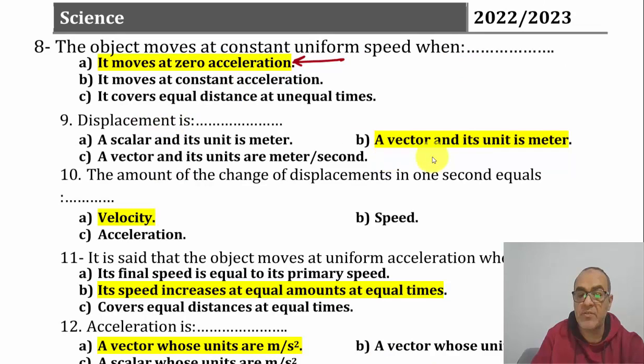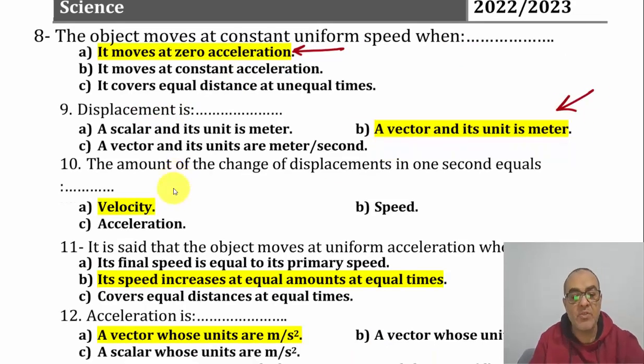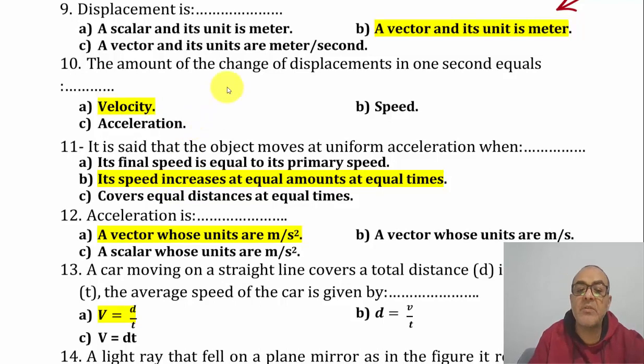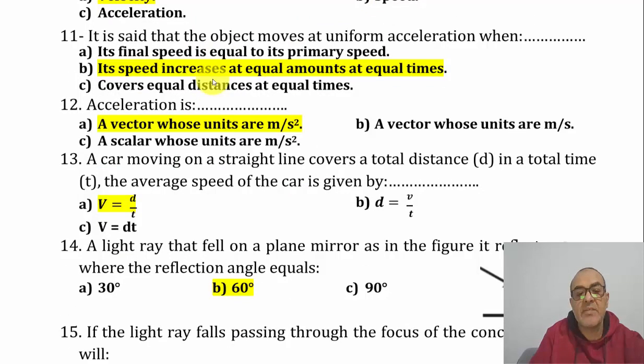Displacement is a vector quantity. Unit is meter. Question number 10: the amount of change in displacement is velocity. We see displacement here, as we said before, so it is velocity. If an object moves with uniform acceleration, its speed increases in equal amounts in equal intervals of time. Acceleration is a vector quantity, its unit is meter per second squared, as we said.